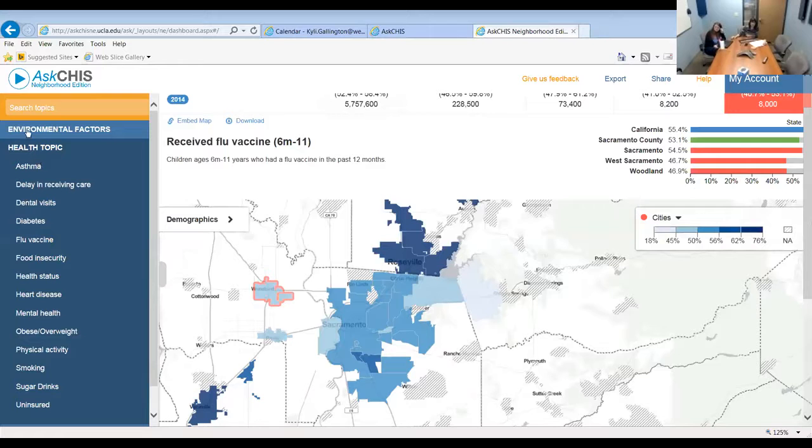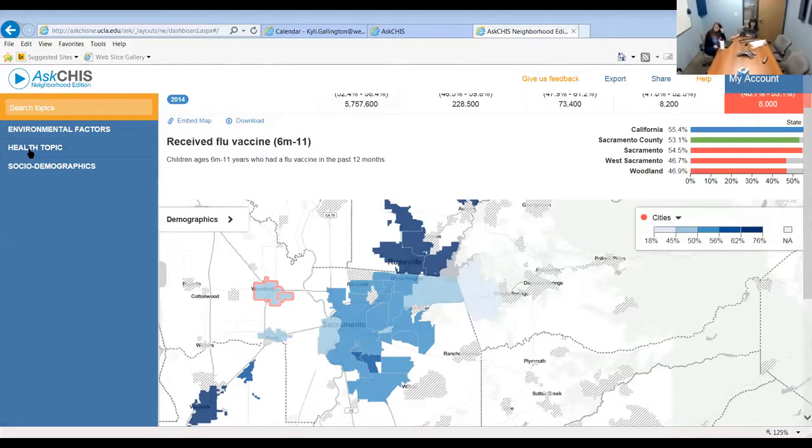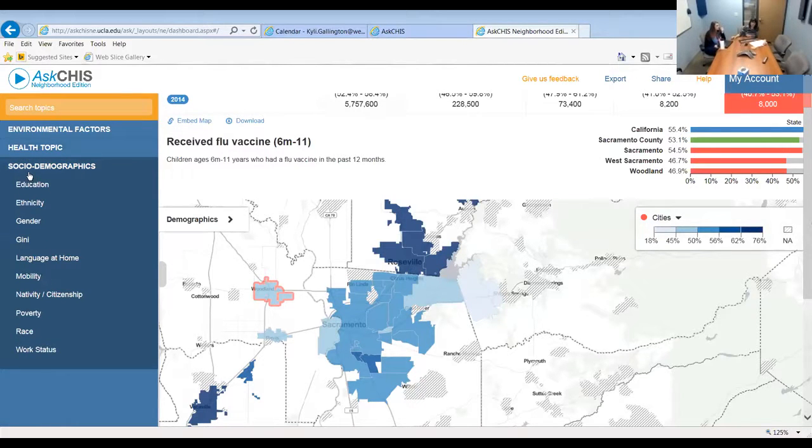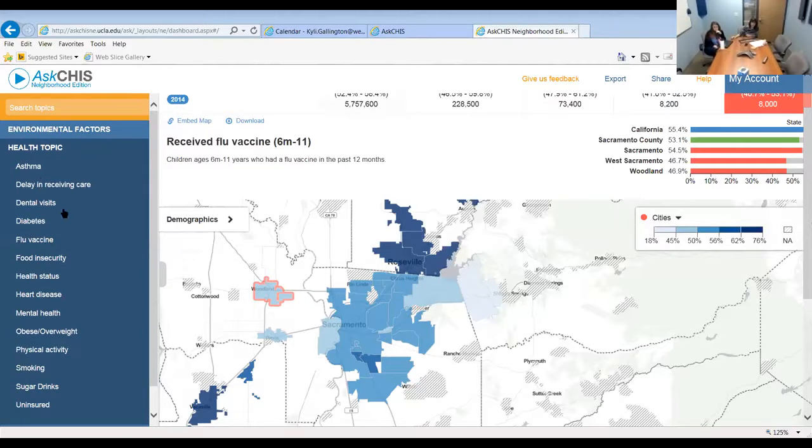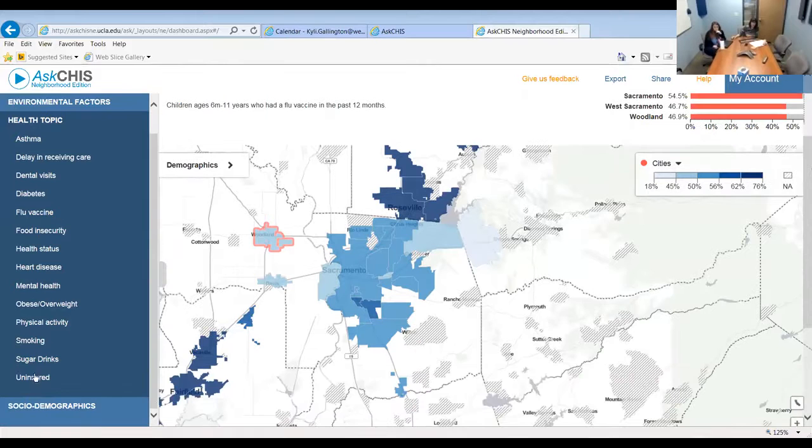Everything over here on the left in terms of health topics, environmental factors, and socio-demographics can be displayed there. So just more examples, socio-demographics: we have mobility, poverty, race, work status. For environmental factors, we have the CalEnviroScreen. I actually don't know what that is. I tend to stray more in the health topic area. Sugar drink ones, 2014, yeah.